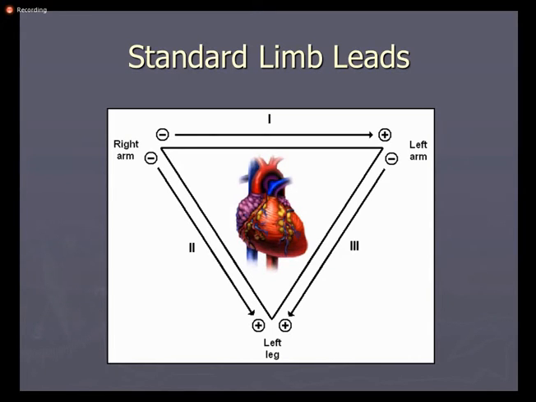So we have 2 types of electrode: one is negative, one is positive. The place from which the current starts flowing is the negative pole, and the arm or leg towards which the current is going is the positive pole.